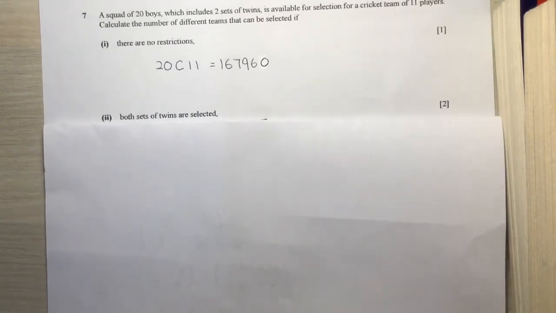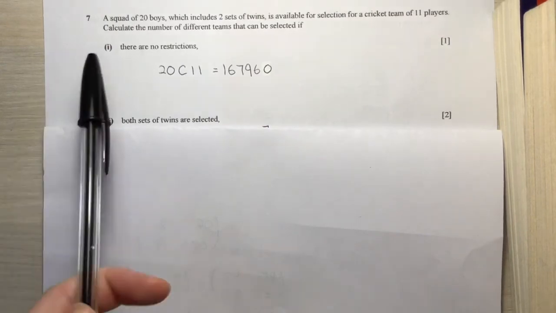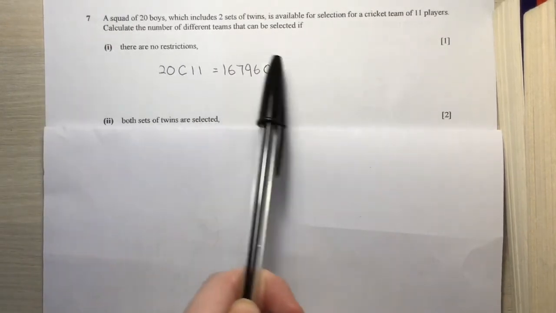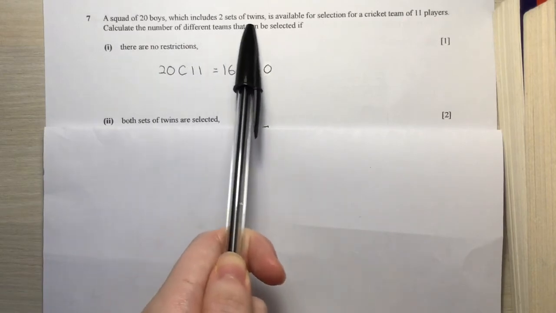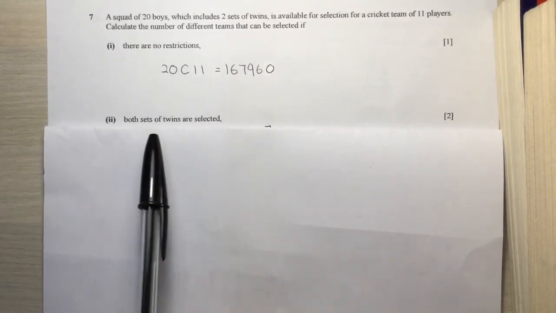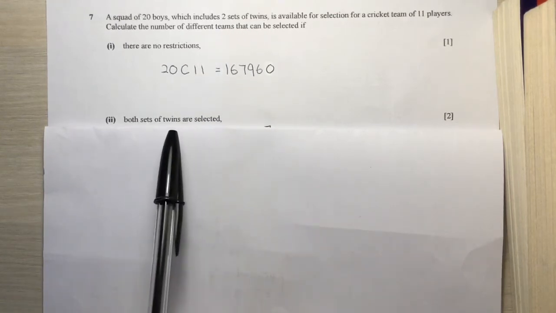Moving on to the second part. How about when both sets of twins are selected? In the first part, we don't have to worry about the details of the twins, but in the second part, we have to start looking at different ways if the twins are being included. So when both sets of twins are selected, we need to be careful.